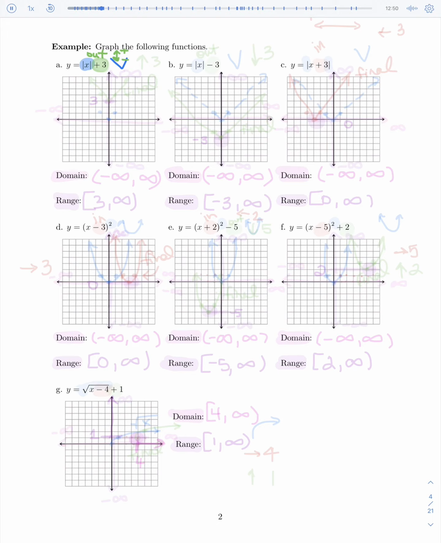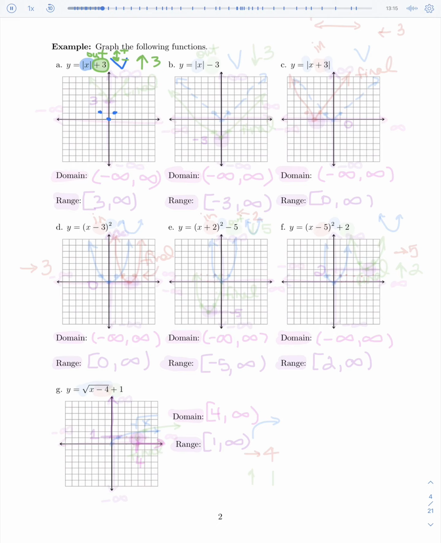So what this means when we put the V shape together with the fact that the plus 3 out here should be moving us up 3 is, well, we would start with our original V shape, which normally goes through 0, 0, 1, 1, and it normally also goes through negative 1, 1. We would take all 3 of these points and shift them up 3.